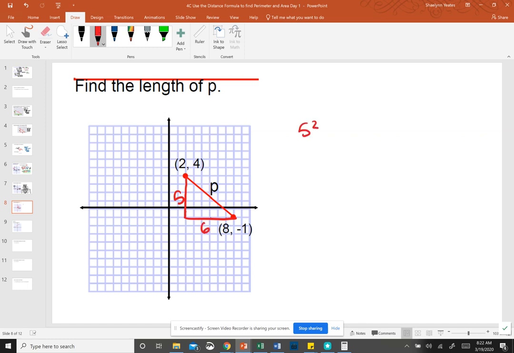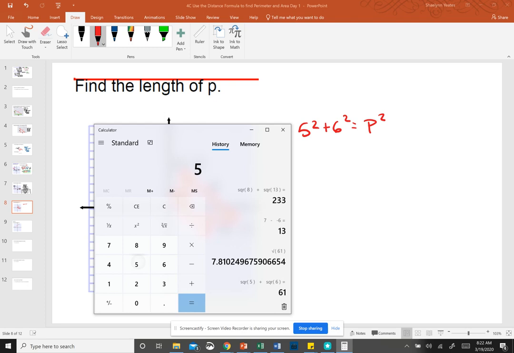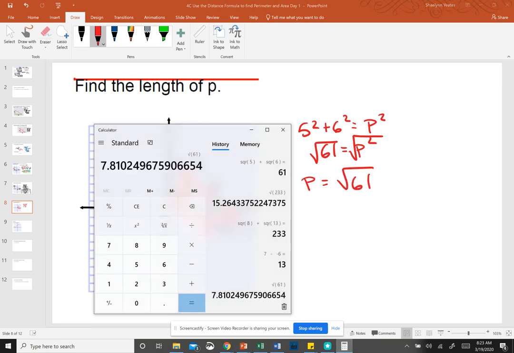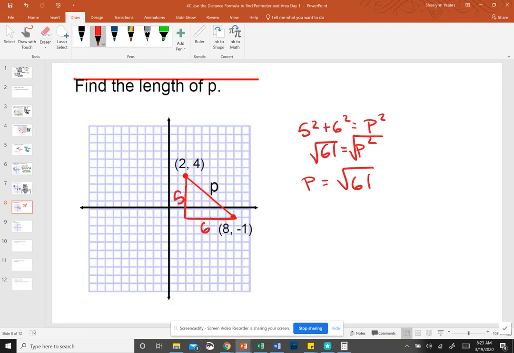So this is going to be 5 squared plus 6 squared equals P squared. So I use my handy-dandy calculator. I do 5 squared plus 6 squared, and I get 61 equals P squared. So then I need to square root both sides, and I get P equals the square root of 61. And if you actually found the square root of 61, you get 7.810.